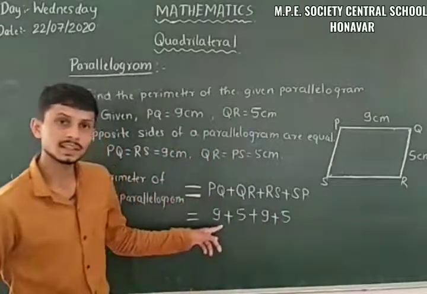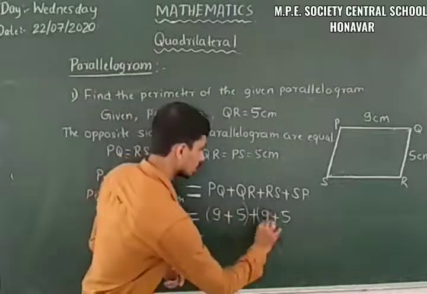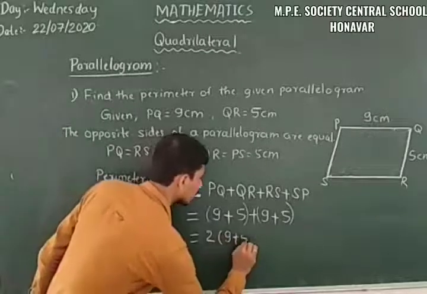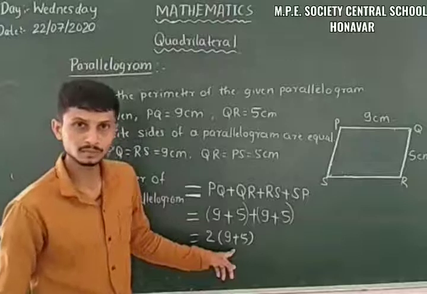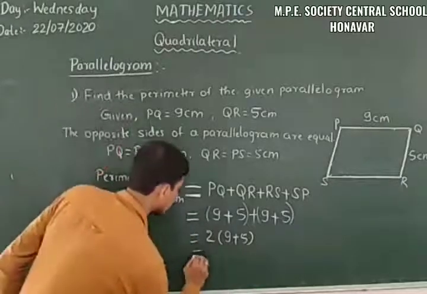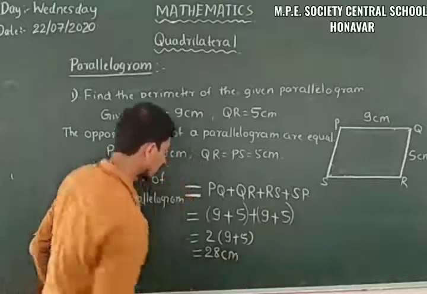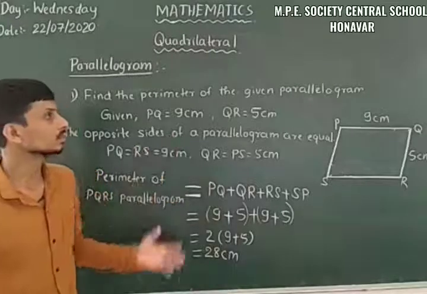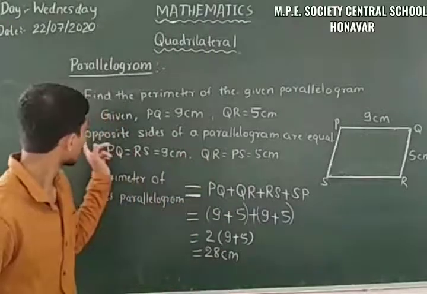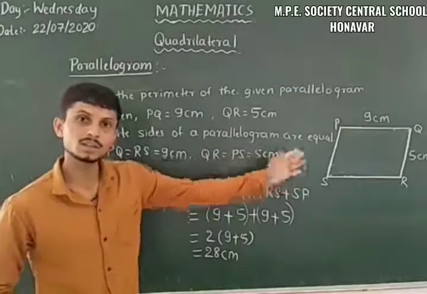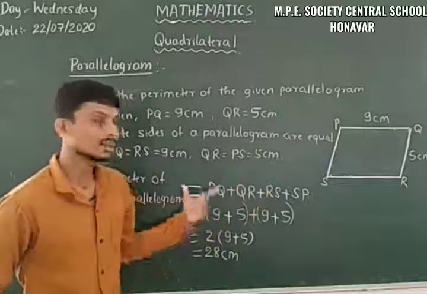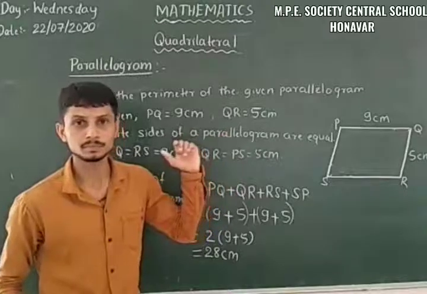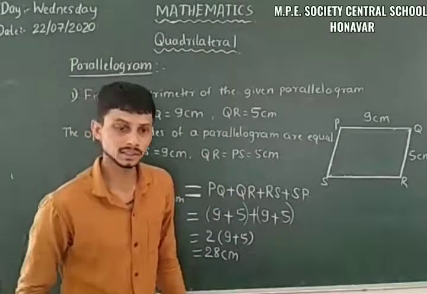So what is the answer here? Just observe, 9 plus 5 is common here, so we can write it as 2 into 9 plus 5. 9 plus 5 is 14. 14 into 2 is equal to 28 centimeter. The perimeter of the parallelogram is equal to 28 centimeter. So this is about the problem. With the help of the property that the opposite sides of a parallelogram are equal, we found the perimeter of the given parallelogram. So let us move on to the next example.